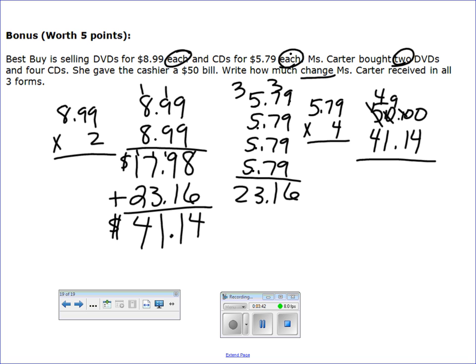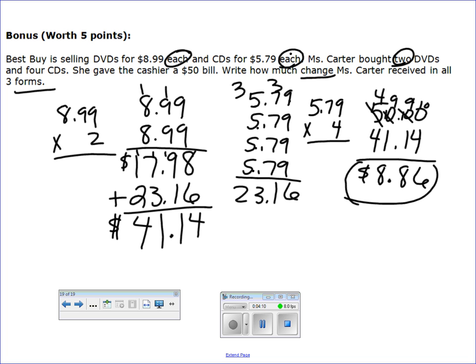This becomes a 10, becomes a 9 because we're going to borrow. Now we have 10. 10 minus 4 is 6. 9 minus 1 is 8. Bring down your decimal. 9 minus 1 is 8. And 4 minus 4 is 0. So the total change coming back is $8.86. Now the last step of your bonus is you must write it in 3 forms.